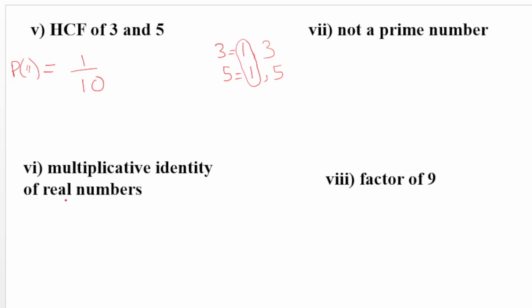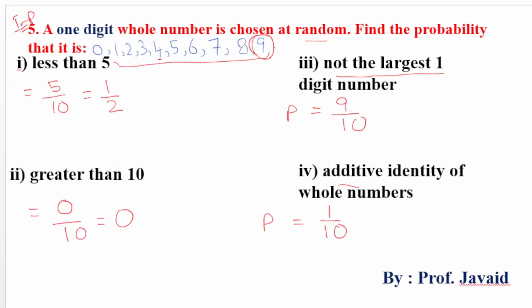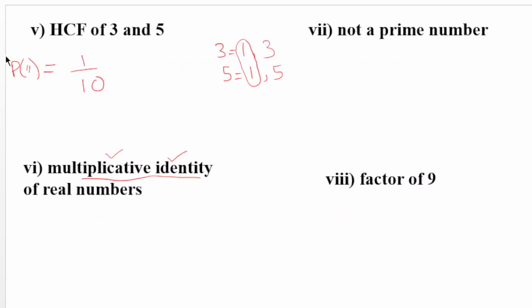Now, multiplicative identity of real numbers. First of all, you should know the multiplicative identity. It is basically the number which we multiply with any number, and it remains the same. That will be the multiplicative identity. So the multiplicative identity is basically 1. If we multiply 1 with any number, no change can happen to that number. So we will write that the multiplicative identity is only 1. So the probability of multiplicative identity is equal to 1 over 10. So I hope you understand this.